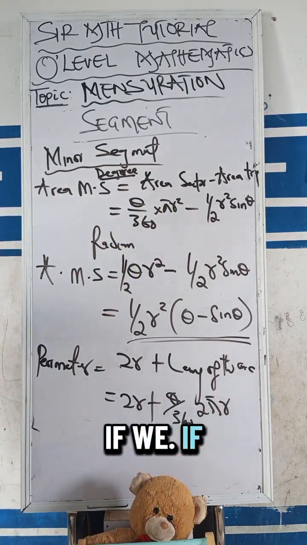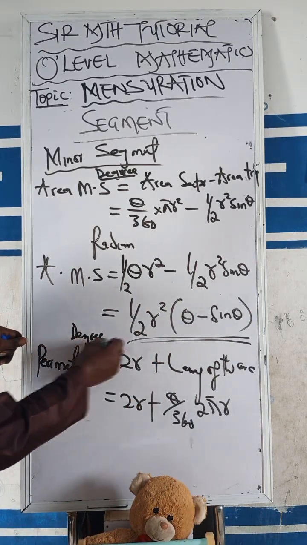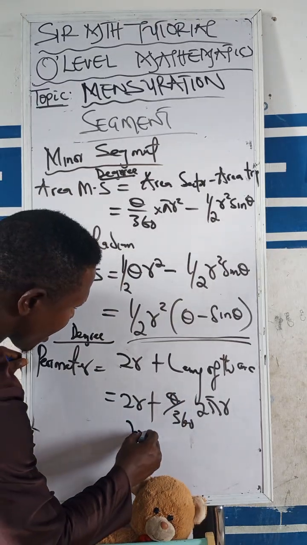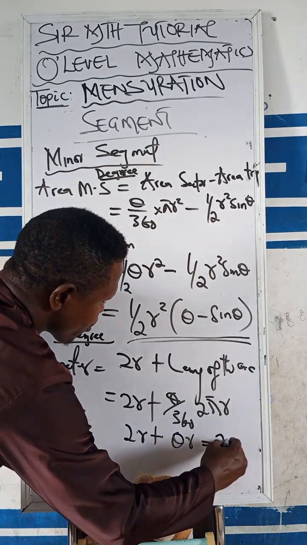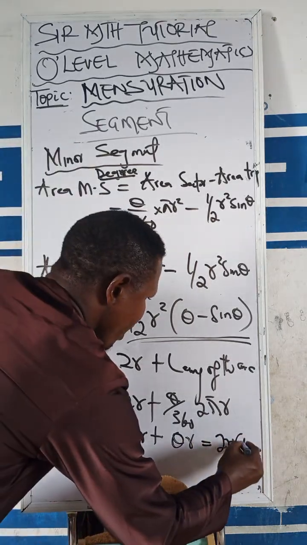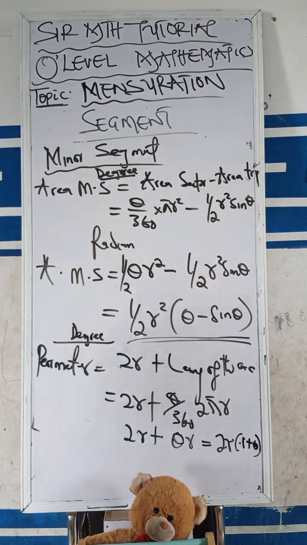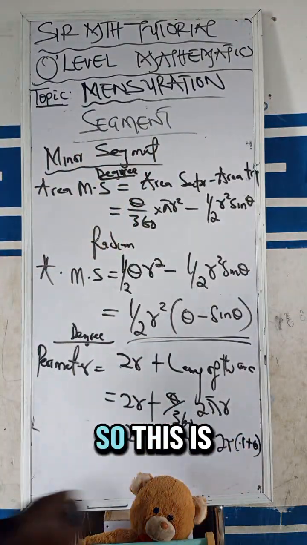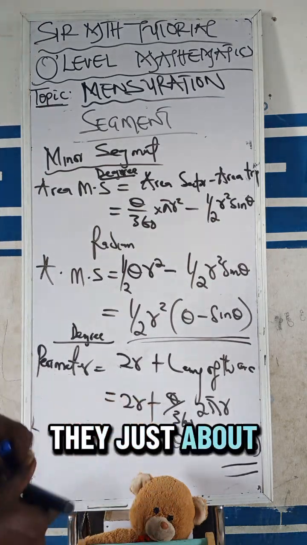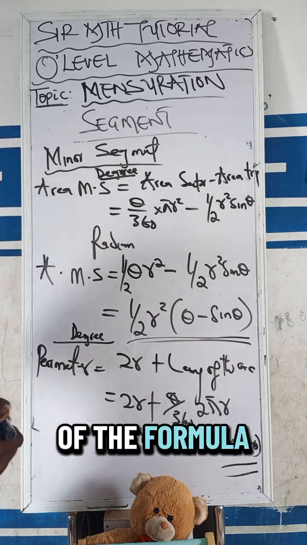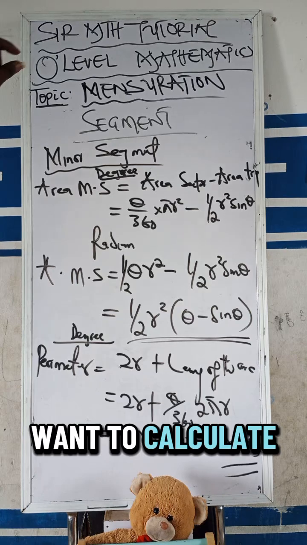Now remember, this is in degrees. If we want to operate in radians, it becomes 2r plus theta r. That gives us 2r times 1 plus theta. So this is the perimeter of a given segment. These things are not too difficult. It's just about understanding the foundation of the formula, and the rest becomes history.